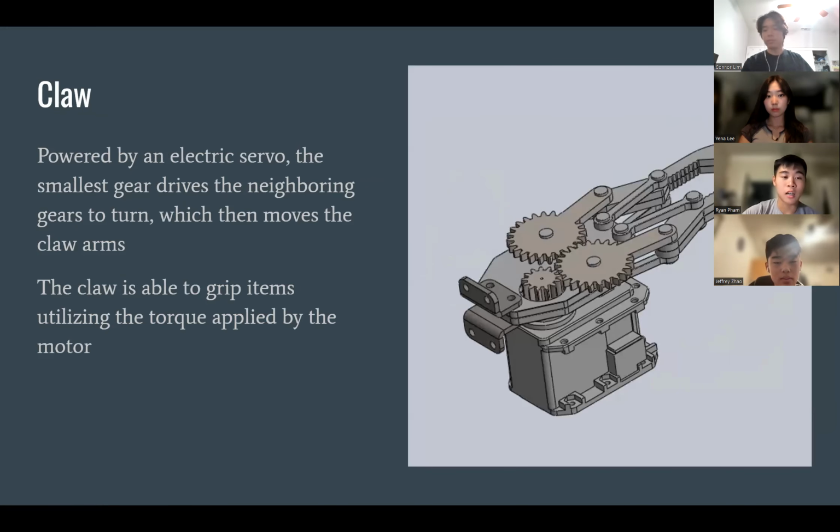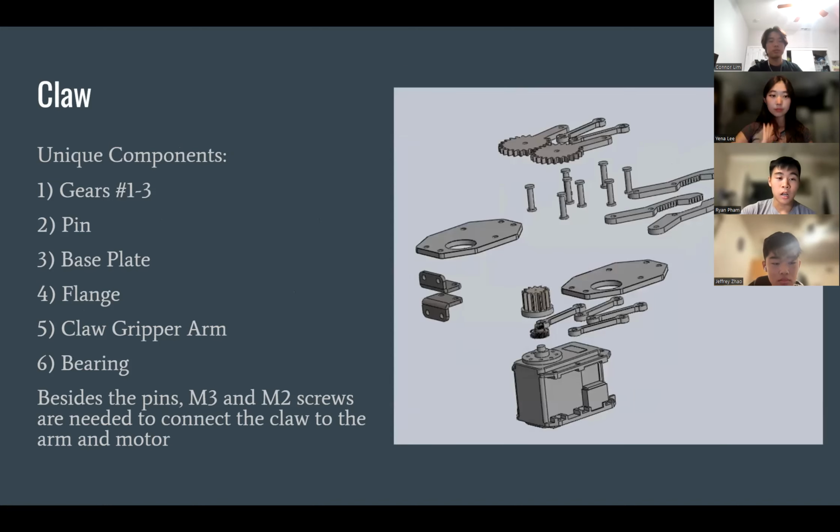And next up, we have the claw. It is powered by an electric servo, and the smallest gear drives the neighboring gears to turn, which then turns the claw arms. The claw is able to grip items utilizing the torque applied by the motor. The unique components are 3 gears that are different from each other to match, a pin, a base plate, a flange to attach to the upper arm, a claw gripper arm, and bearings. And besides the pins, M3 and M2 screws are needed to connect the claw to the arm and motor.